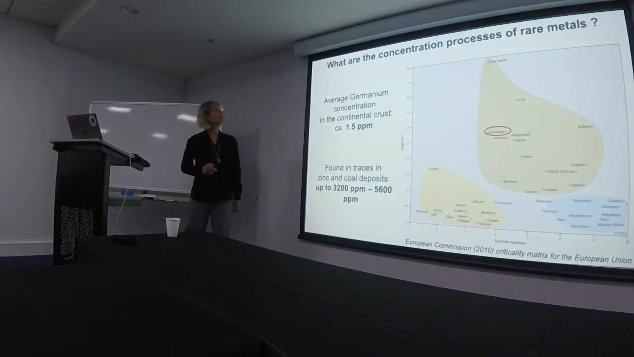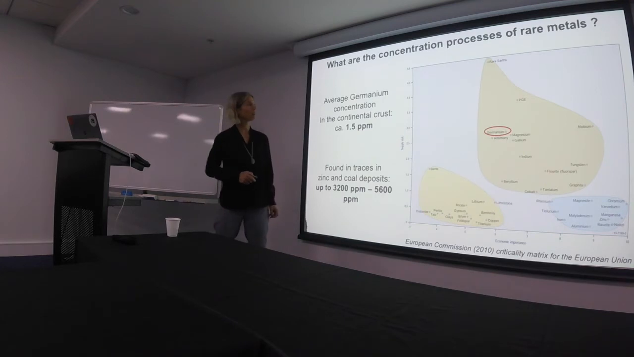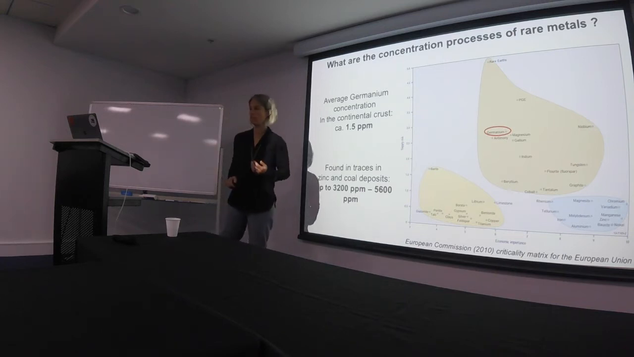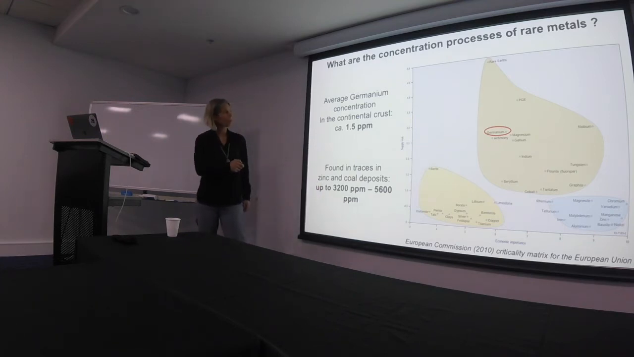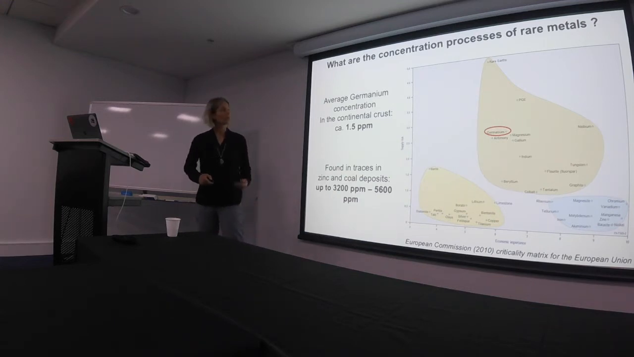First of all, what are the concentration processes of rare metals? And I would like to invite you to look at this diagram here on the right-hand side, which defines rare metals. Rare metals are rare in the continental crust, but they can be as well strategic or critical to our economies. In this diagram, the y-axis indicates the supply risk of the different metals that I will mention and the economic importance of these metals.